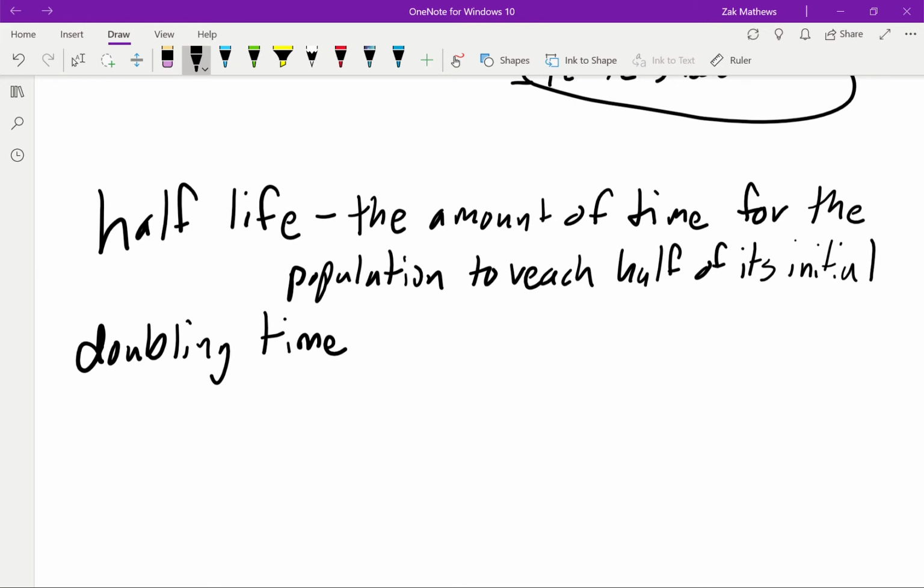The doubling time, it's going to be the same sense, but it's going to be the amount of time it takes for the population to double its initial.